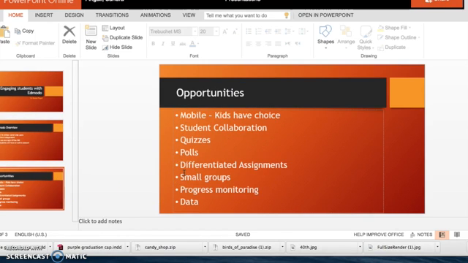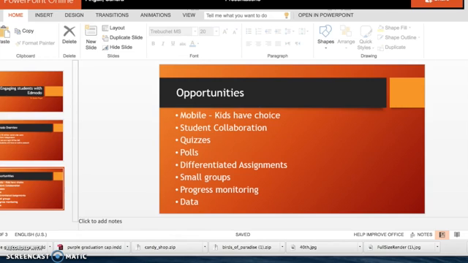So it's mobile. Students get to use it on their cell phones. It has the opportunity to allow students to collaborate. We can use quizzes and polls. We can differentiate the instruction and put the students into small groups, monitor their progress, and have access to the data.